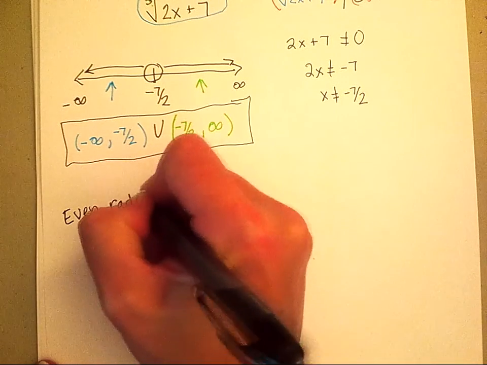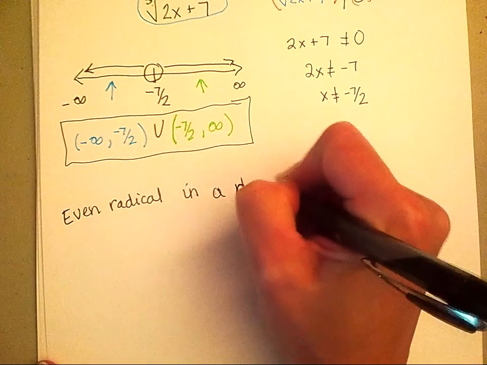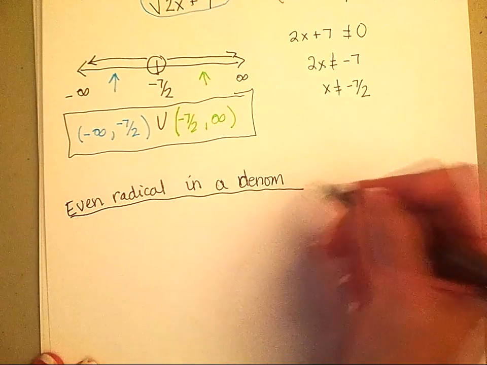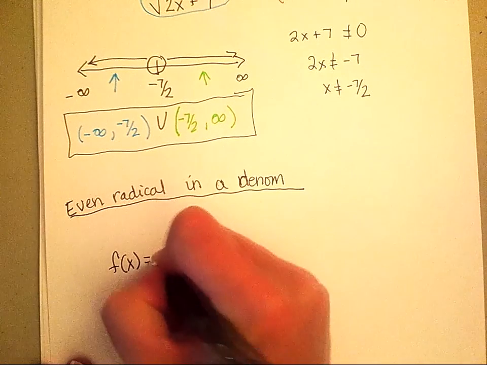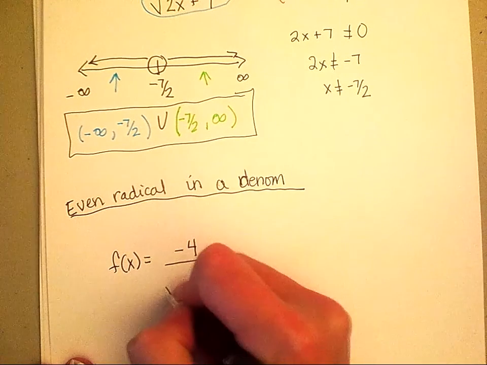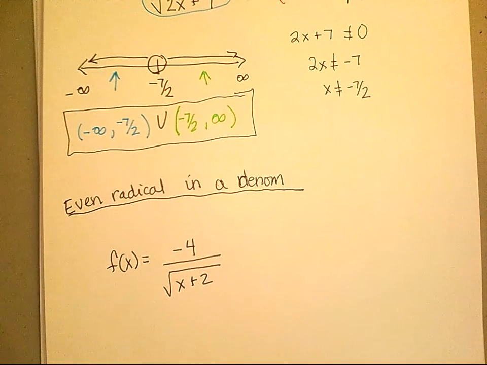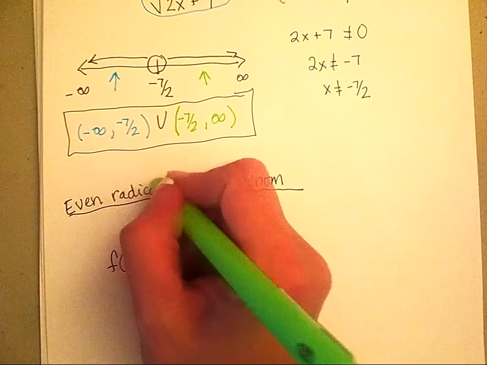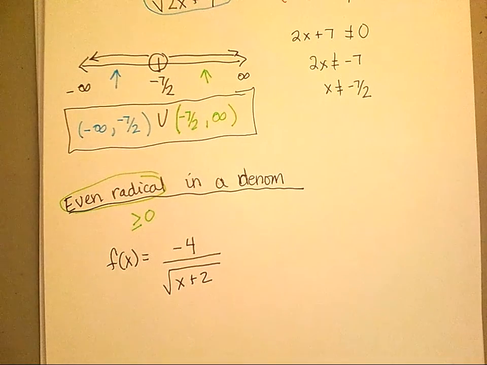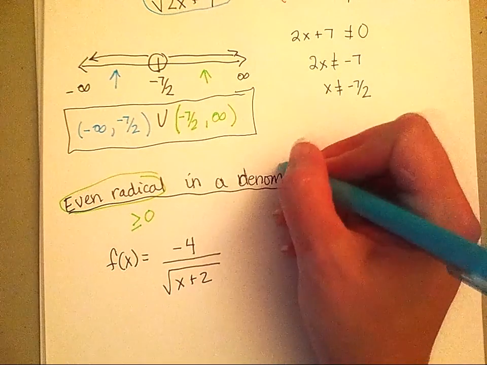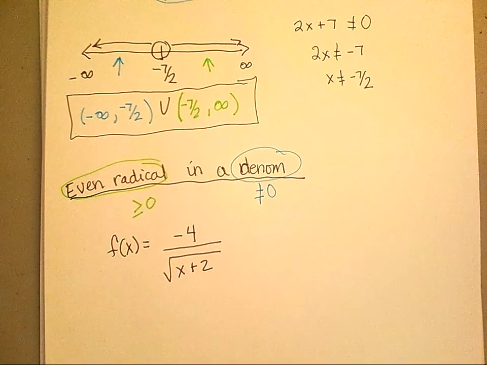Now if we have an even radical in a denominator, we have even more things to worry about. So what am I talking about? Here's an example. If f of x is equal to negative 4 over the square root of x plus 2. Now we have an even radical. Once we have an even radical, we have to worry about things staying greater than or equal to 0. And with the denominator, we have to worry about not equaling 0.